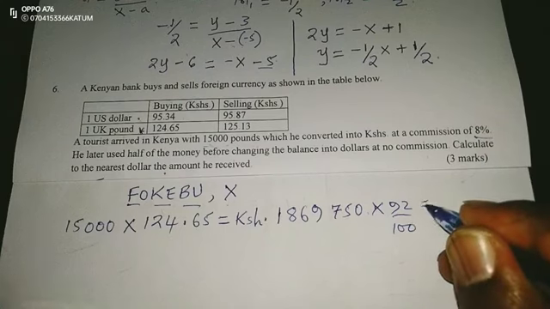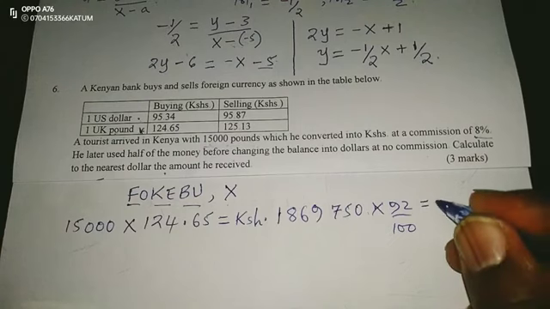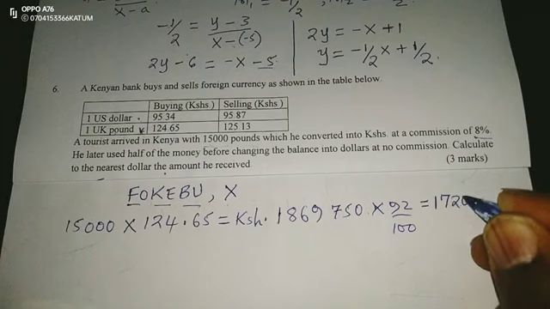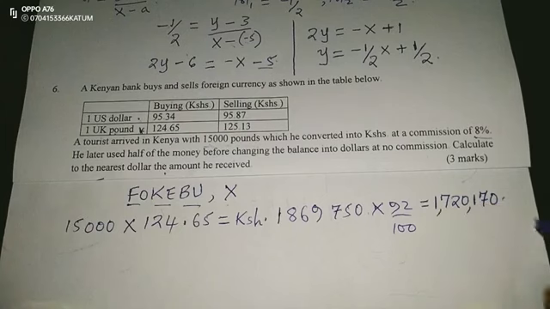This is going to give us 92% of this. This is going to give us 1,720,170 Kenya shillings. So this is the amount he's having.